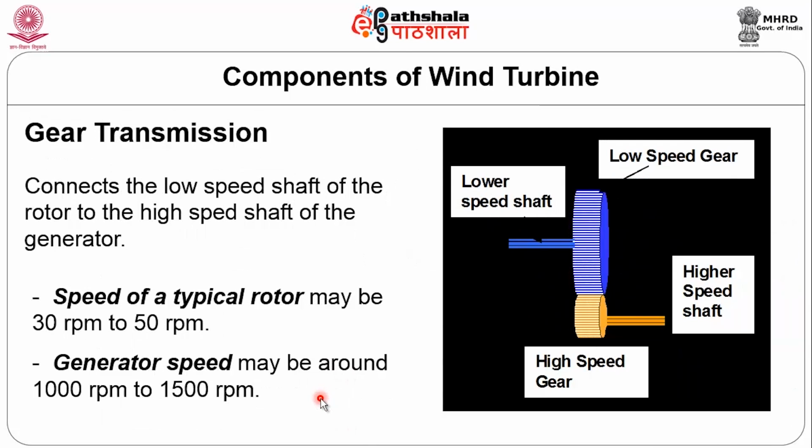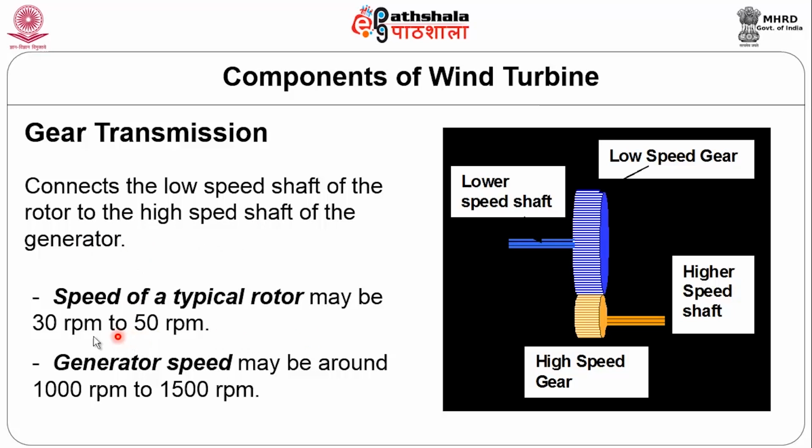And other components of the gear transmission: this is the low speed shaft from the rotor, and this is the low speed gear, and it is connected with the high speed shaft and high speed gear. The low speed shaft rotates in the order of 200 to 300 RPM, and this rotates in the order of 1500 to 1800 RPM. The low speed shaft is connected with the rotor, the high speed shaft is connected to the generator, and here we have high speed gear and low speed gear, and the gears connect the low speed shaft of the rotor to the high speed shaft of the generator.